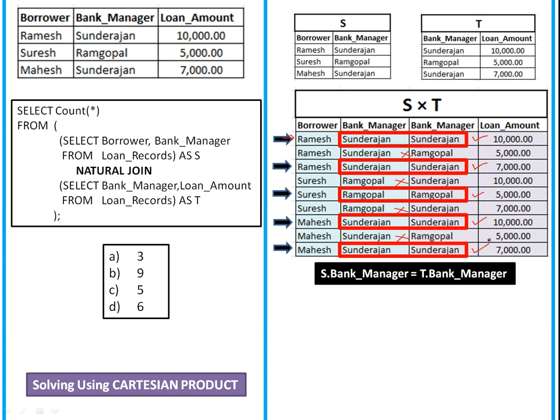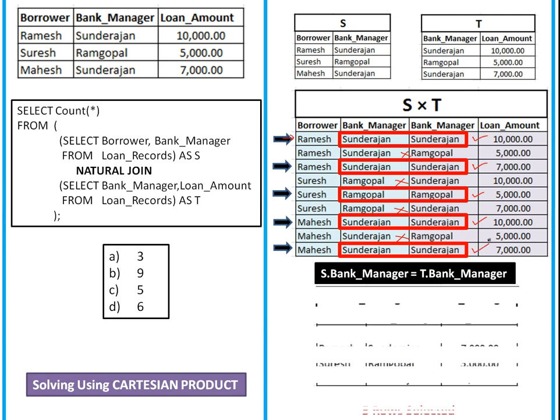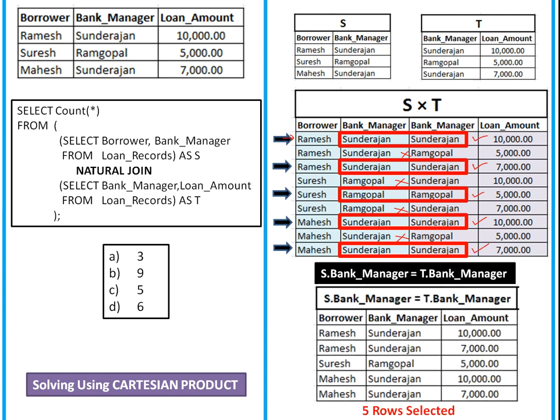Common columns will come only once in natural join. That is how you have to solve by using Cartesian product. As it is the first question, please write the Cartesian product, because we don't write Cartesian product from the next question onwards. We try to simulate the Cartesian product. We always try to simulate the Cartesian product. Now look at how to solve. Answer will be C, guys.